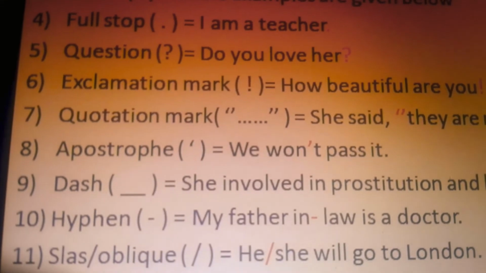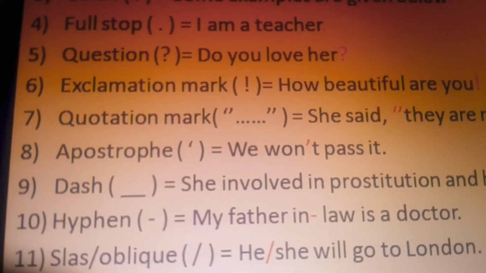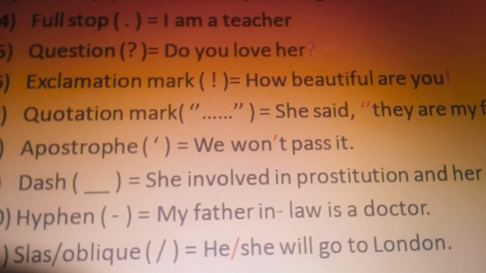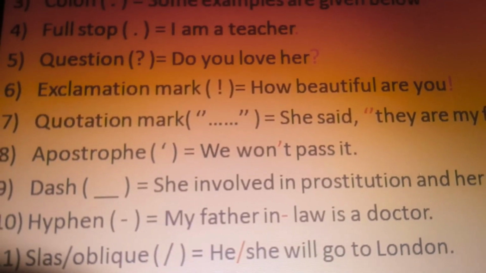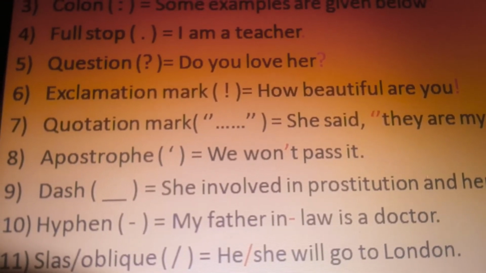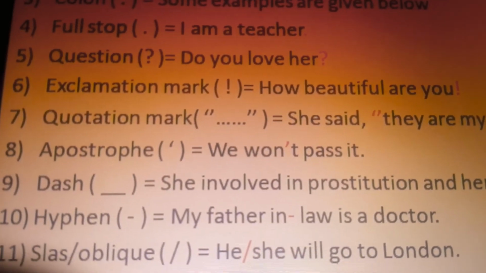Okay, and the last one, my dear, is slash or oblique. Slash or oblique. You can see the sign here inside the bracket there. He or she will go to London. It means either he or she will go to London.